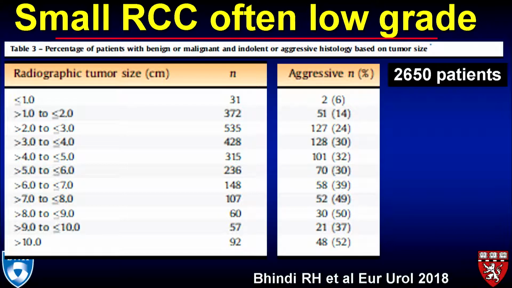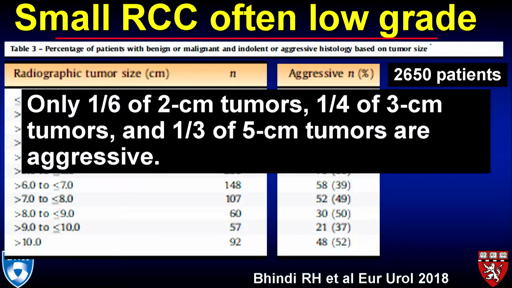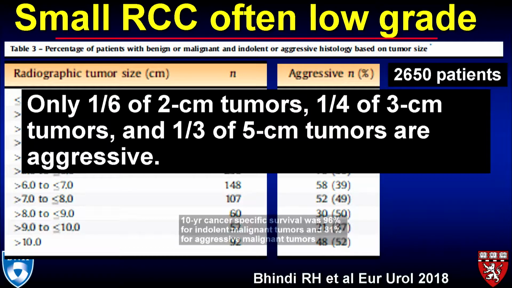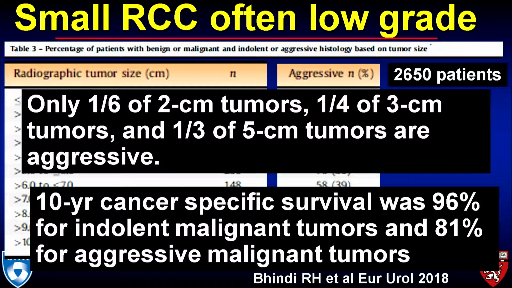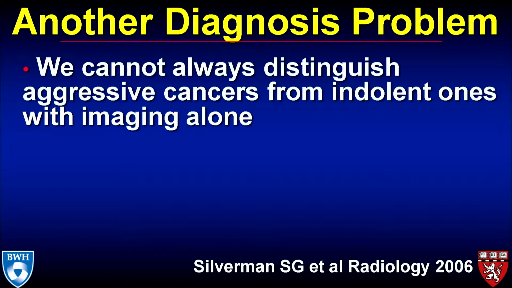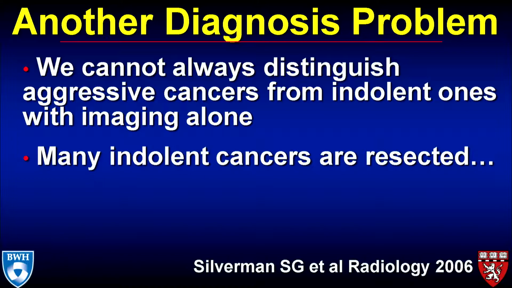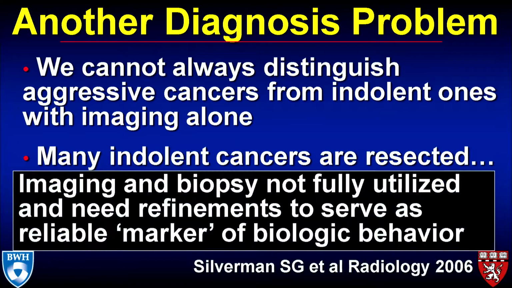This is a large study looking at the grade and aggressiveness, and you can see it's all related to size. I'll just summarize this: 1/6 of 2 centimeter tumors, 1/4 of 3 centimeter tumors, and 1/3 of 5 centimeter tumors are aggressive. So many tumors are not aggressive lesions, with a 10-year cancer-specific survival of 96% for indolent and 81% for aggressive lesions. So we have another diagnostic problem. We need to distinguish indolent from aggressive disease with imaging if possible, and if not with imaging, with biopsy. That's another reason why biopsy is being underutilized.